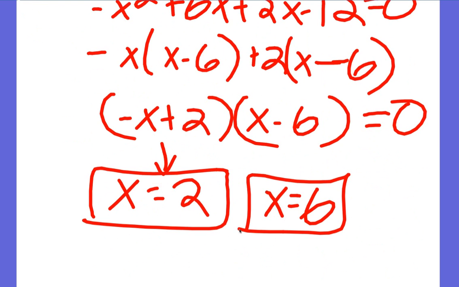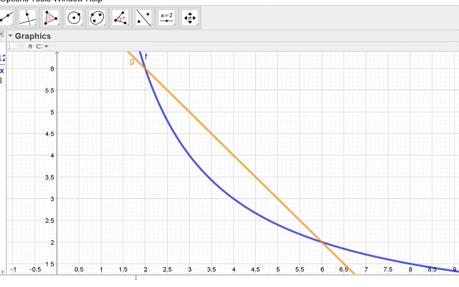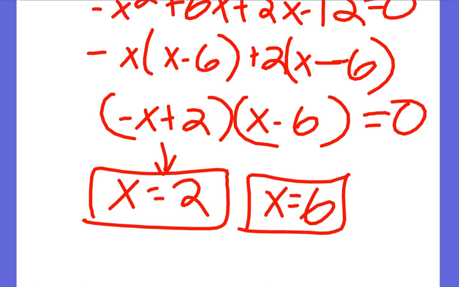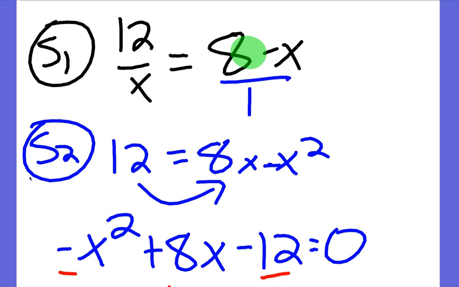And again, just going back to the graph, normally you don't have the graph, this is just for conceptual reasons. If we do look at the graph, we can see that indeed they do cross at x equals 2 right here and x equals 6. So step 2 is to find those x values of intersection. Otherwise, we can't have a definite integral, and we certainly won't be able to solve this problem.